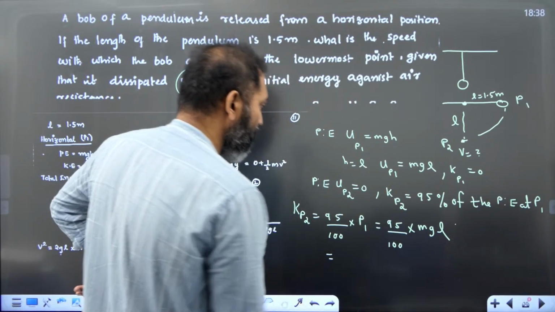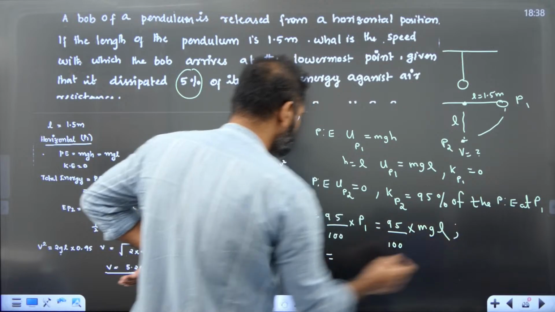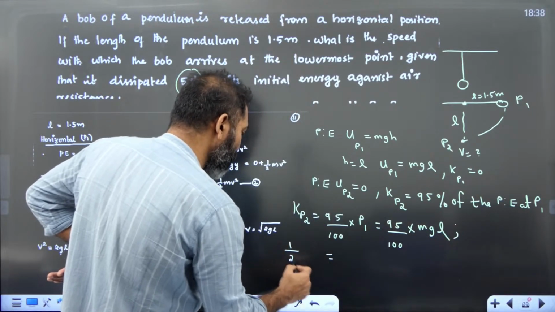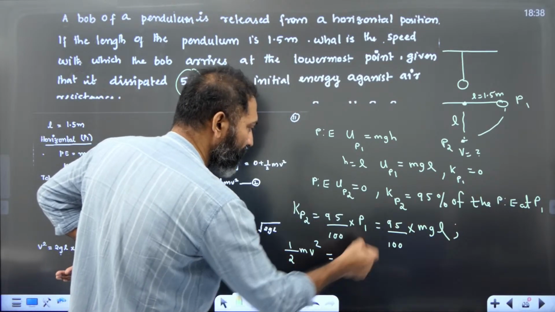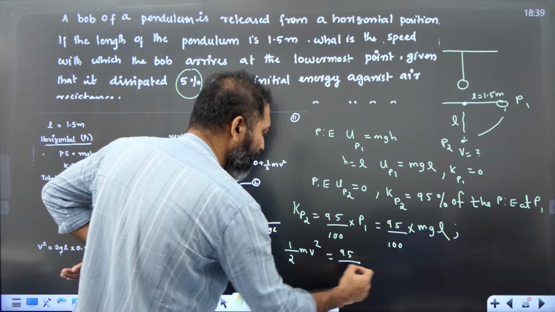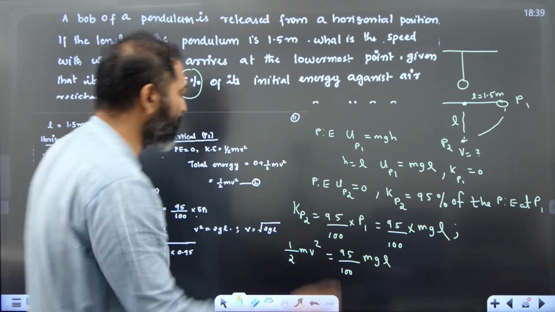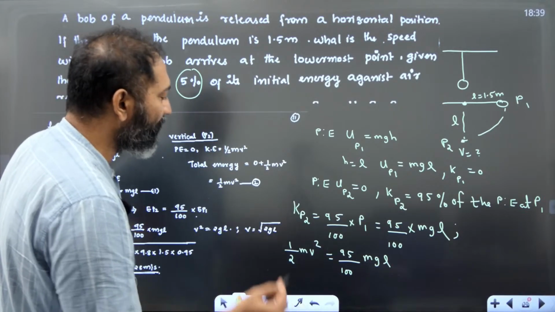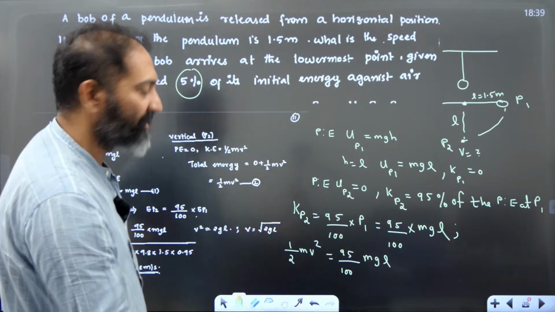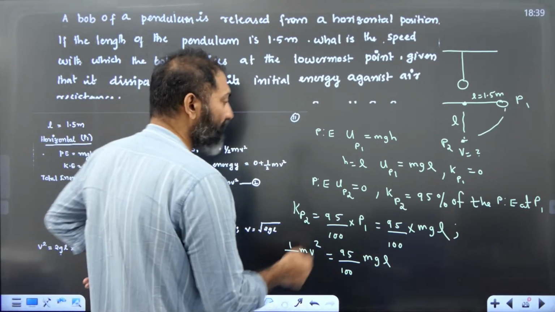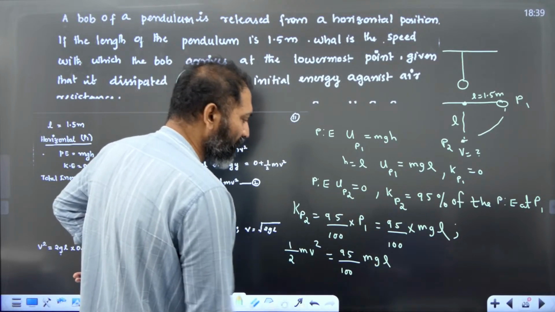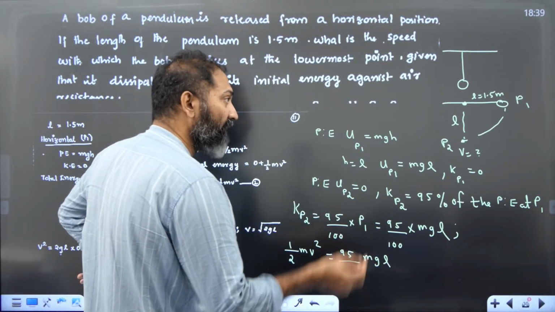Okay, one minute. So kinetic energy at P2 is what? Half mv square is equal to what? 95 by 100 of mgl. We do not need the mass, because we are not finding out kinetic energy, we are finding out velocity. If kinetic energy is asked, then we have to get the mass. But since they are asking for velocity, you can equate mass on both sides.